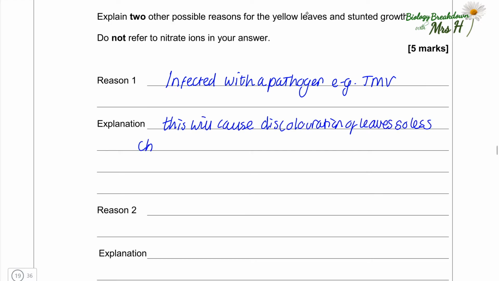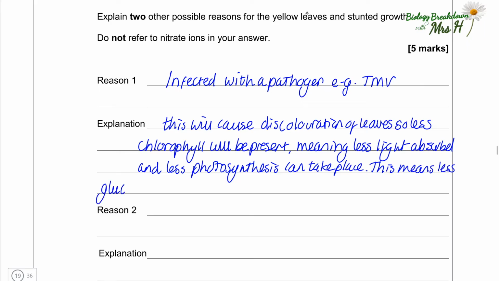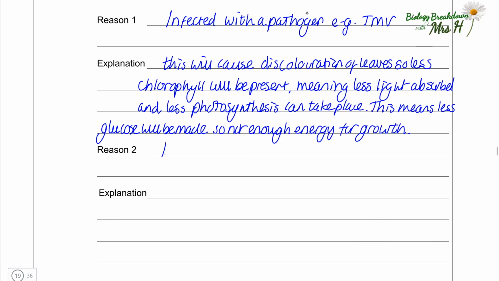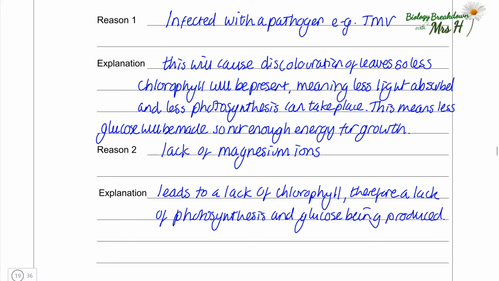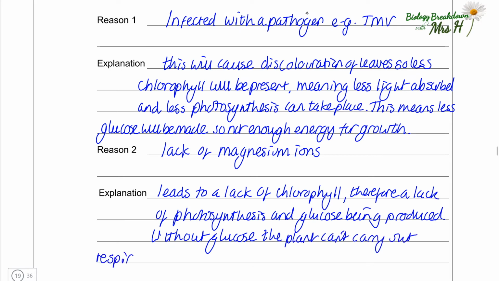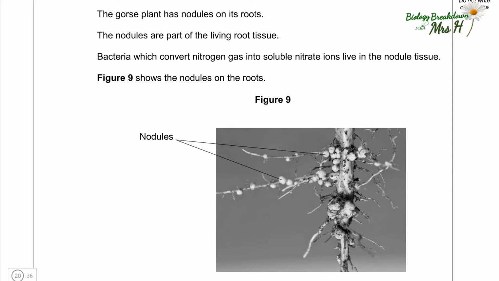So that would mean less chlorophyll will be present, which means less light will be absorbed and less photosynthesis can take place. And that will mean less glucose will be made, so not enough energy for growth. It could also be due to a lack of magnesium ions, and magnesium ions are important for making chlorophyll. So if there is a lack of chlorophyll, there will be a lack of photosynthesis and glucose being produced. Without glucose, the plant can't carry out respiration, so there won't be any energy for growth, such as building big molecules from smaller ones.